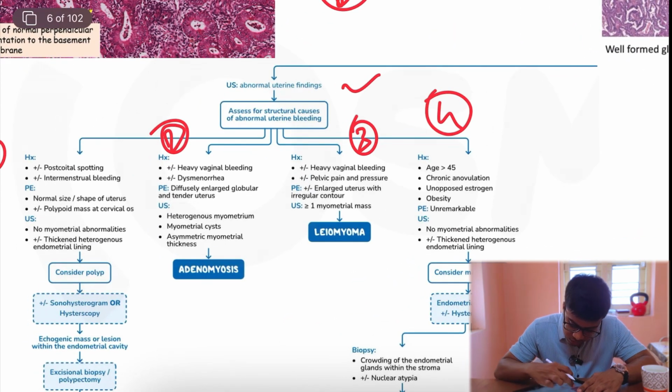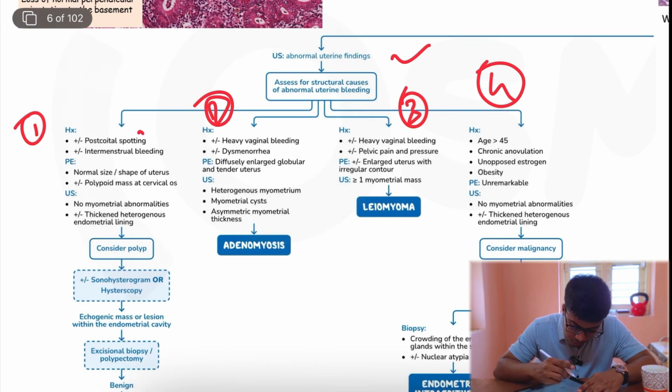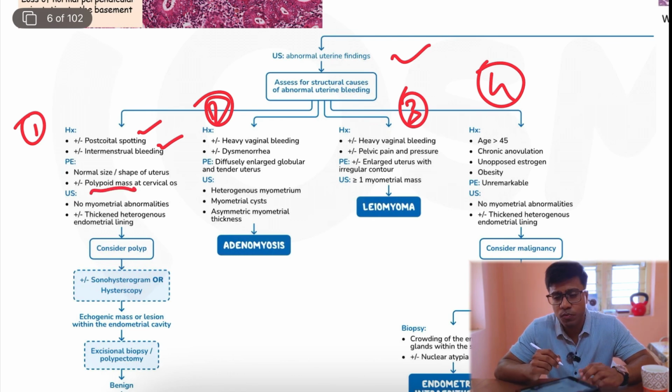First, if postcoital spotting is given, intermittent intermenstrual bleeding is given, and on physical examination a normal size or shape of uterus is there, plus minus polypoid mass. If they say polypoid mass at cervical os, the direct diagnosis will be polyp, that is cervical polyp.